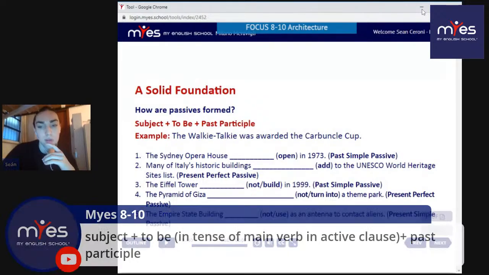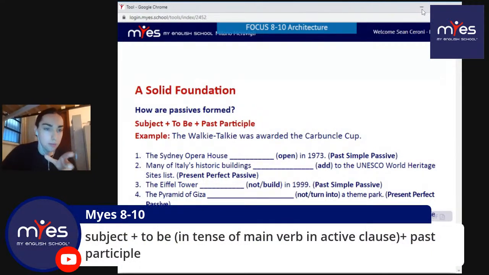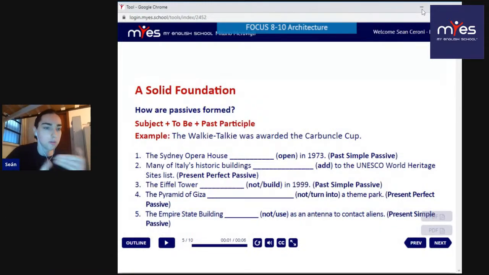Some people like to remember it this way, other people like to remember each form individually. So is is present passive, is plus past participle; past passive, was plus past participle; present perfect passive, have or has been plus past participle. Depends on which you find easier. There's no correct way to remember this.